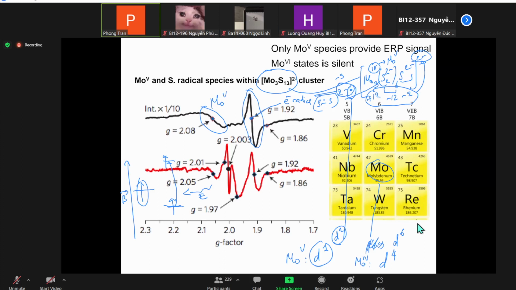If I don't apply this kind of spectrum, I would think that my cluster has only molybdenum 4, and all the sulfur here is S2 minus. But when I put in this spectrum, EPR, it represents the electron. EPR is electron paramagnetic resonance.